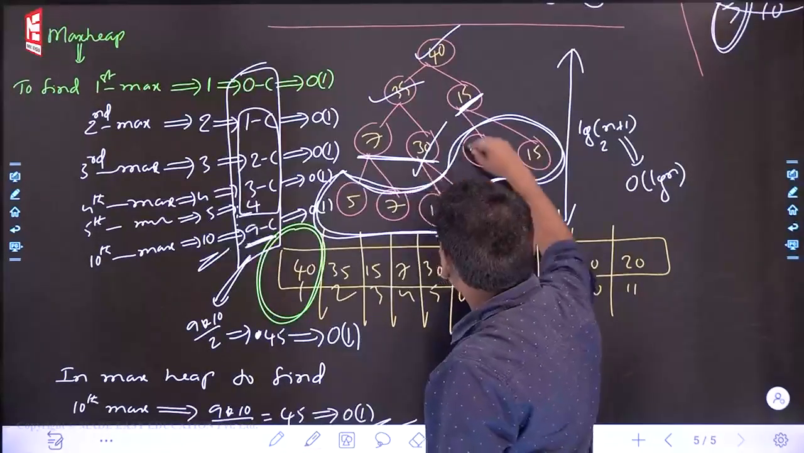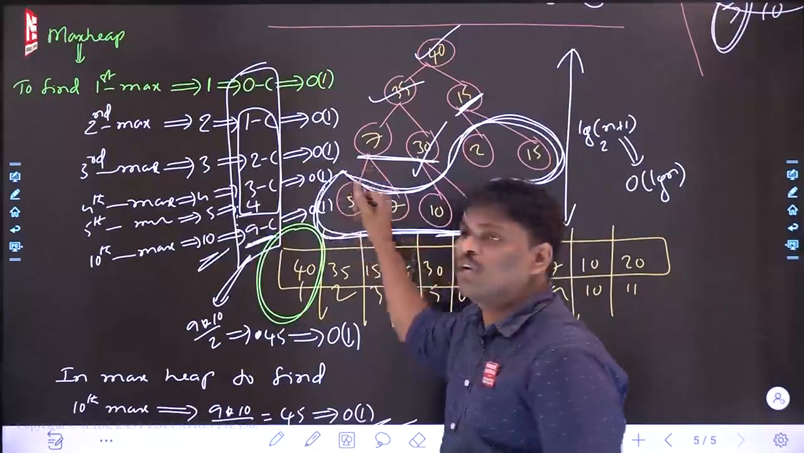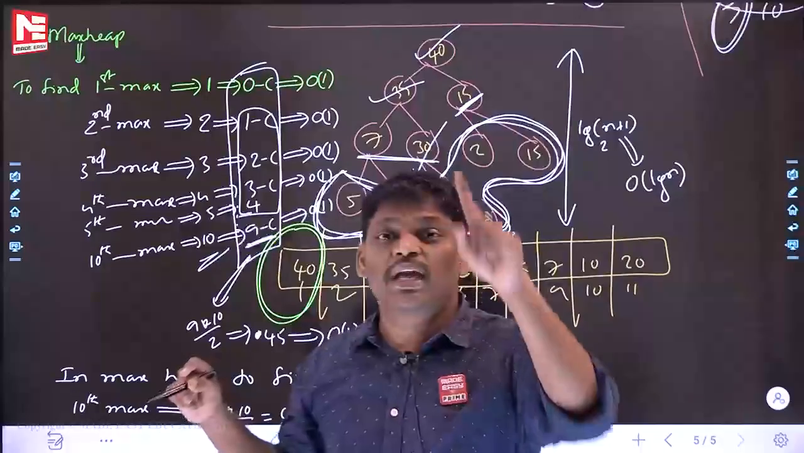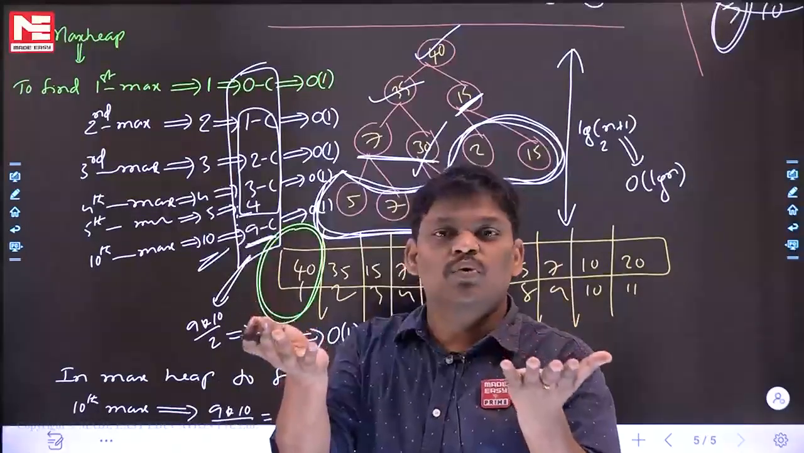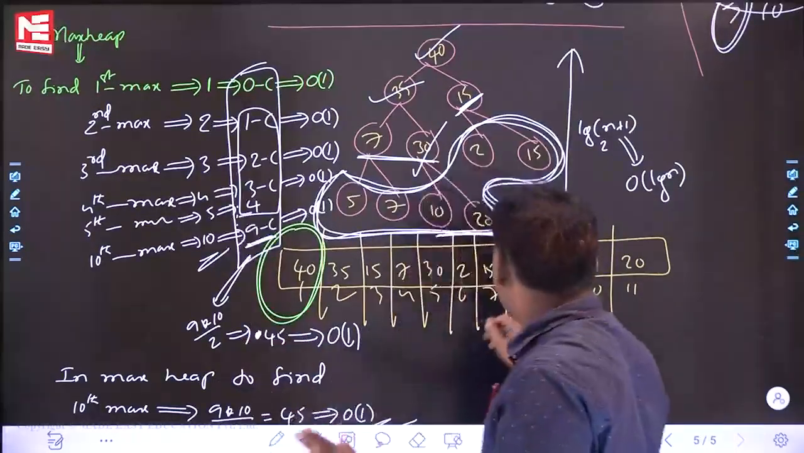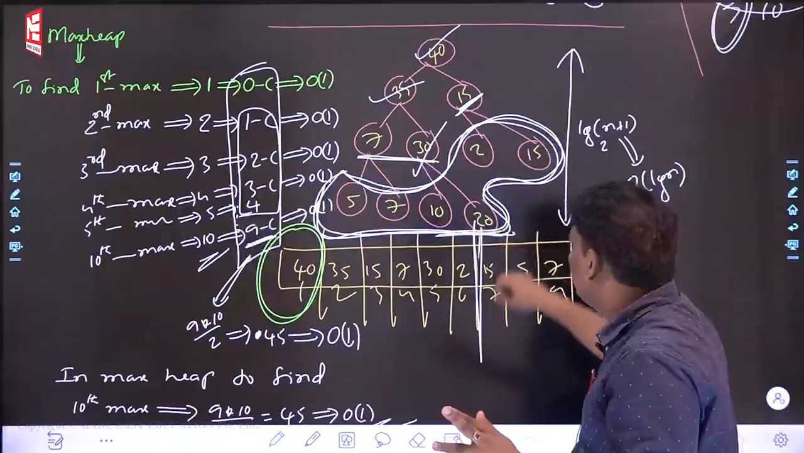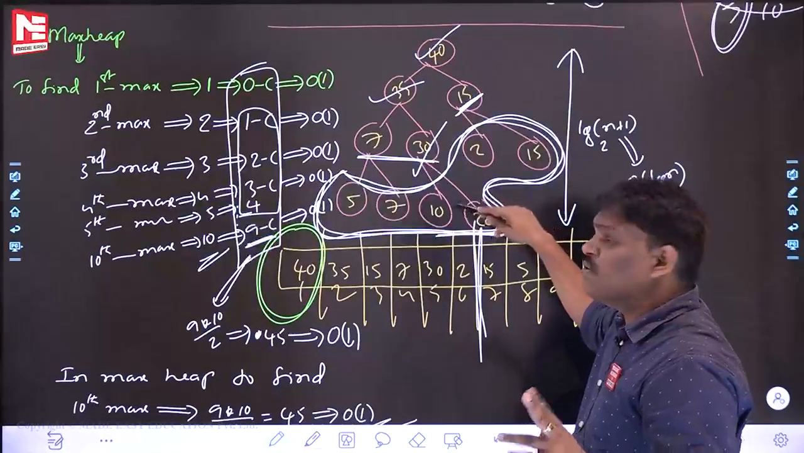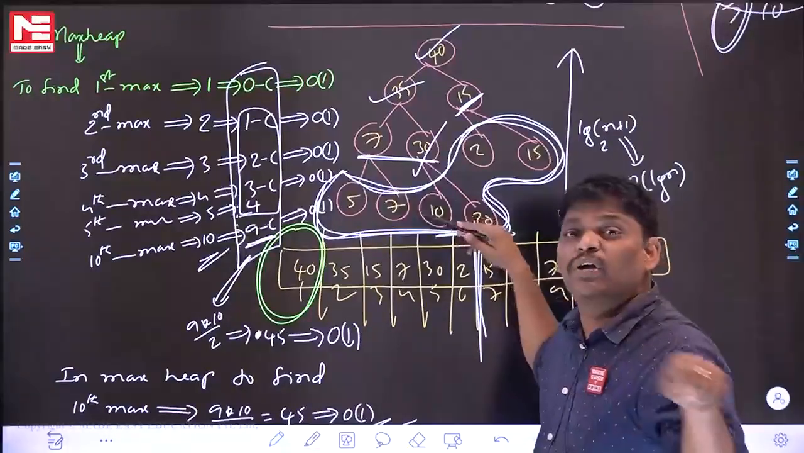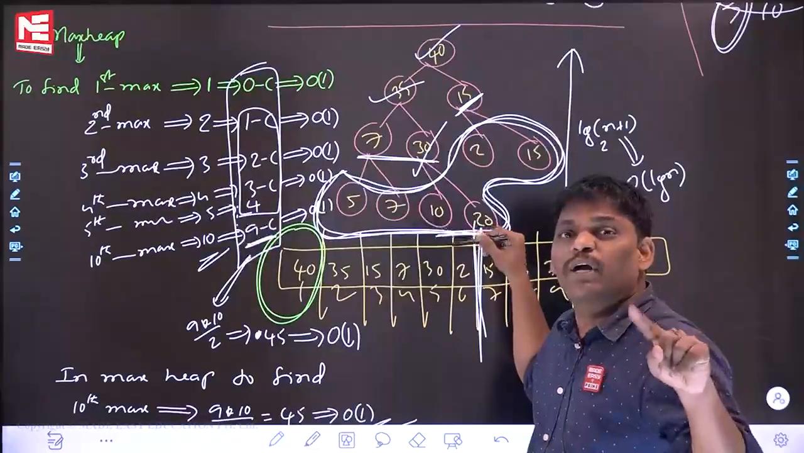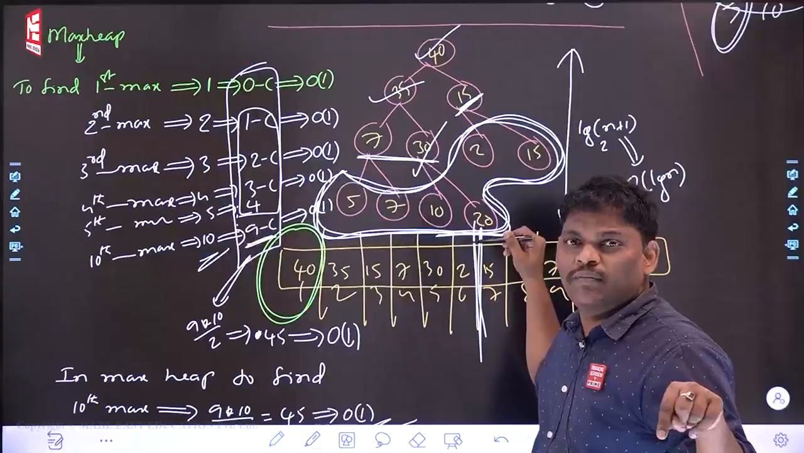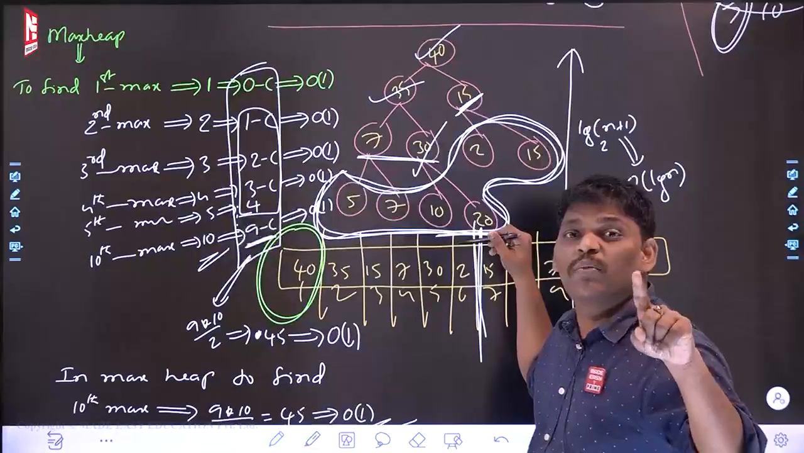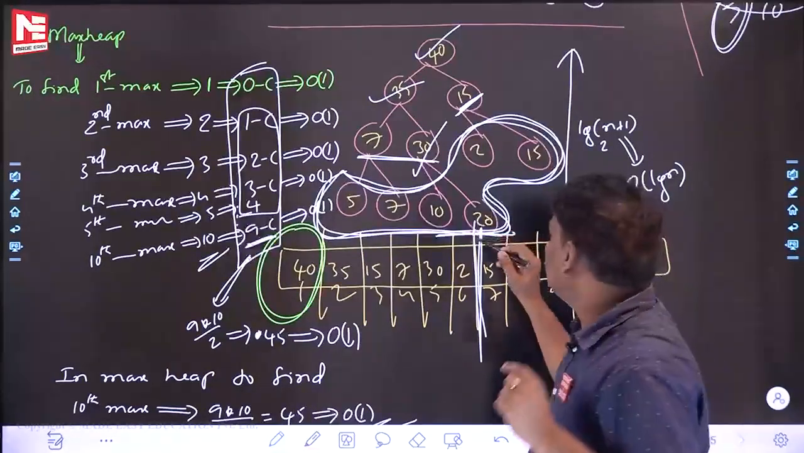Leaf nodes how many? In the complete binary tree or almost complete binary tree, leaf nodes how many? N by 2. N by 2 leaf nodes are there. I think almost like half. If you want, you can check how many nodes here. 7 plus 3, 7 plus 4, how many? 11. 11 by 2, how much? 5 point something, right? Take the ceiling value, it will become 6. I think 6 are going to be leaf nodes.